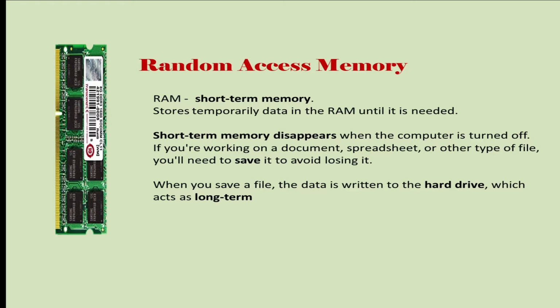If you are working on a document, spreadsheet, or other type of file, you will need to save it to avoid losing it. When you save a file, the data is written to the hard drive, which acts as long-term storage. The hard disk and ROM are also called non-volatile memory, but the RAM is called volatile memory.